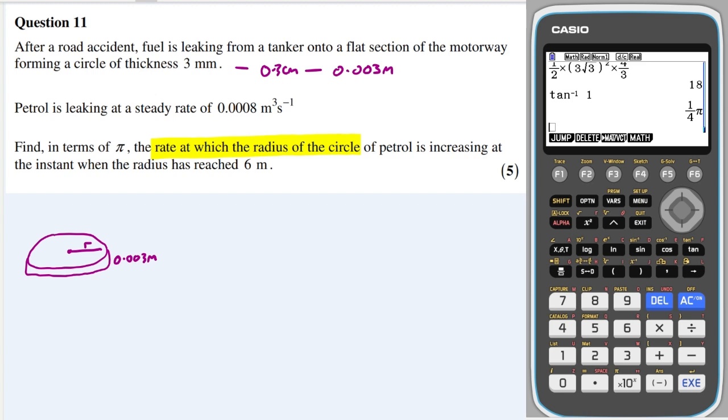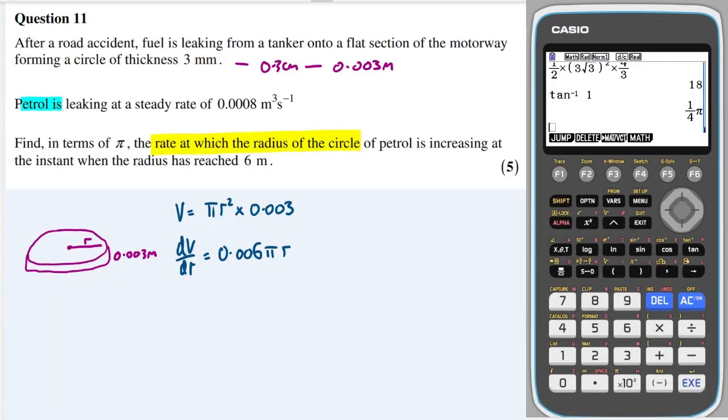Okay, so we know the volume of this oil spill is like a cylinder, so it will be pi r squared multiplied by the height, which we know is always going to be 0.003. Okay, and then what we can do from this is we can find dV by dr, which is going to be helpful. So the 2 is going to come down, multiplied by the 0.003 pi to get 0.006 pi, and drop the power down by 1 just to get r.